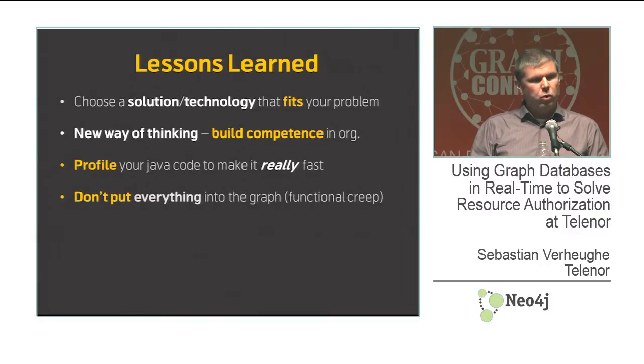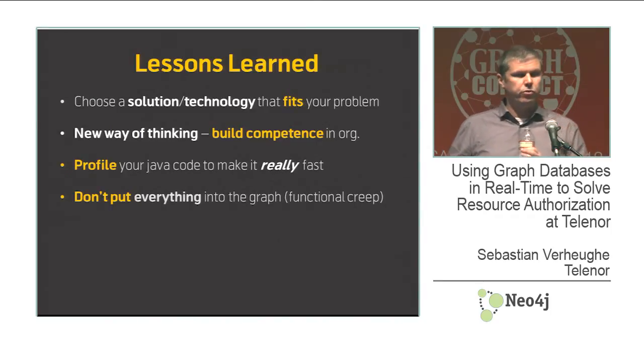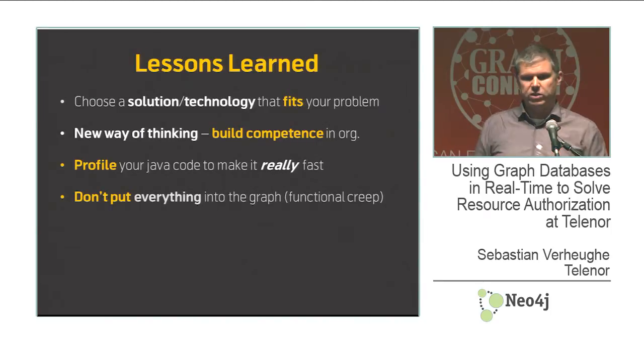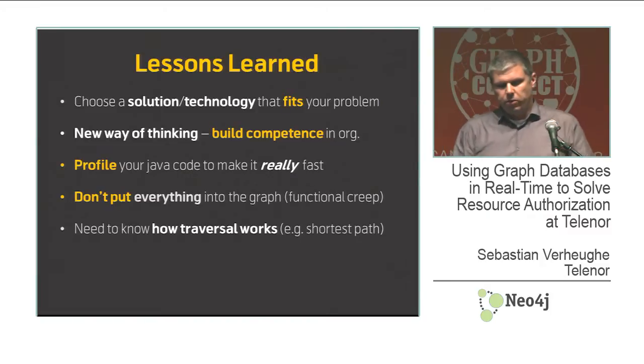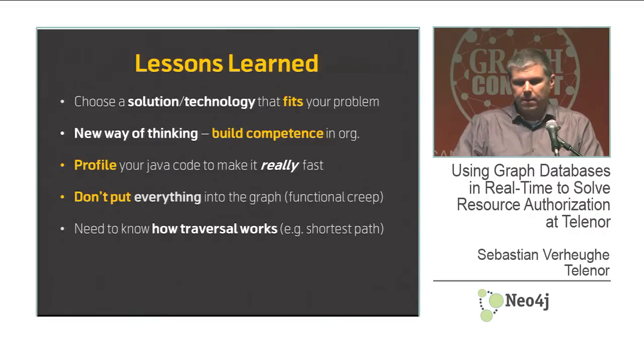So model one problem using the graph database. If you have another problem, create a separate graph. Don't put everything into that one graph. Then you're starting to do like how we did it with the relational database: everything into the relational database. That's not a good idea. And also, you actually need to know how the traversal works, or at least it's a good idea.